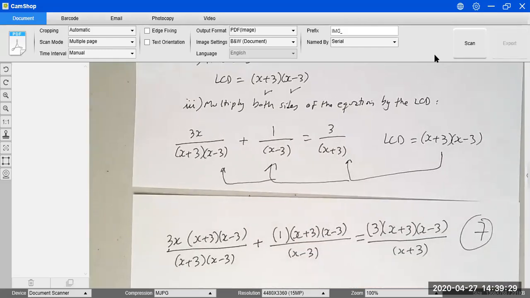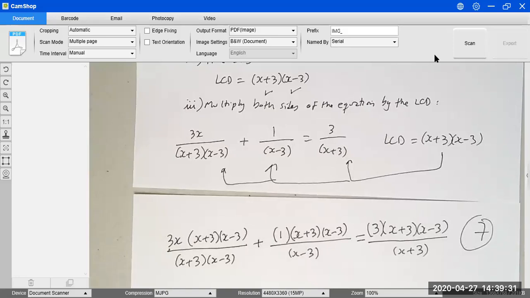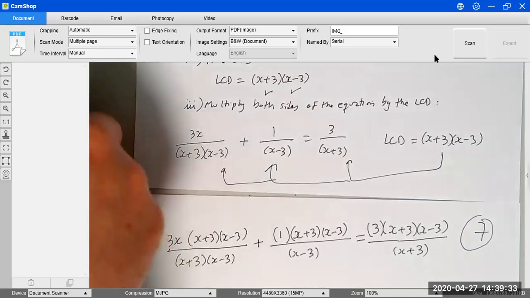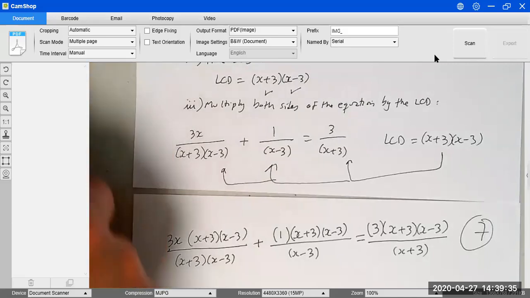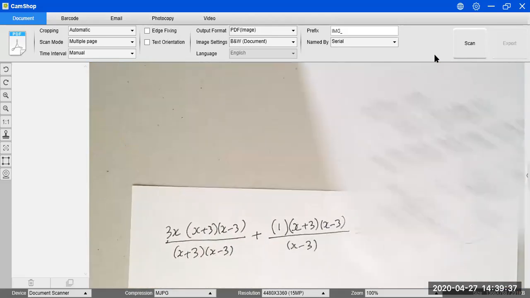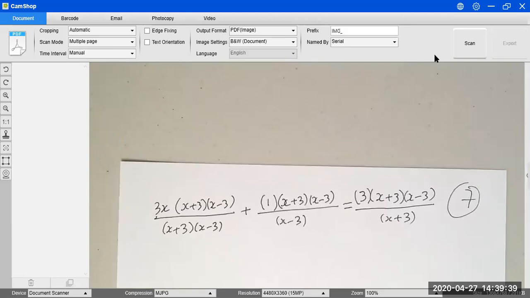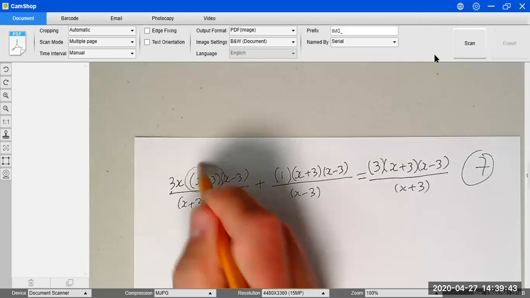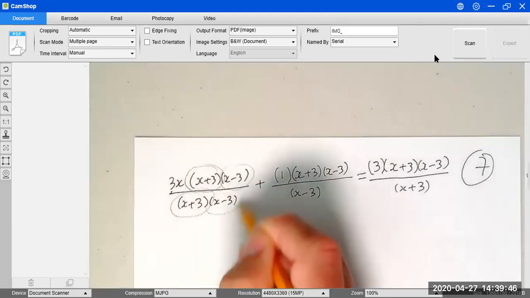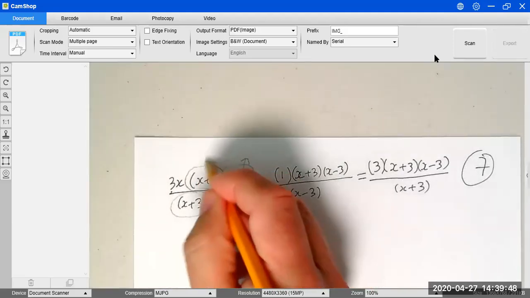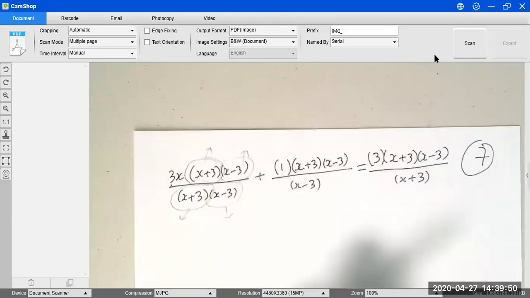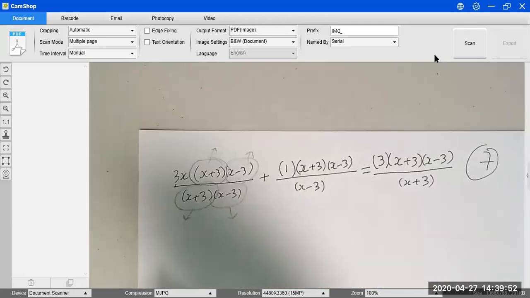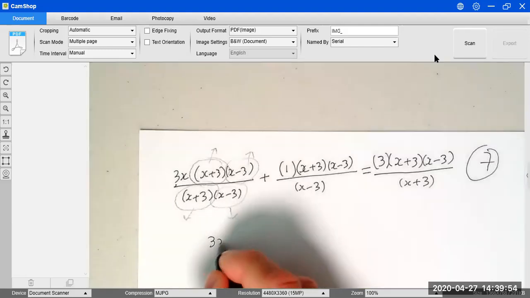Now we're going to simplify things. So you're going to see that you're going to be able to cancel common factors. So here is very easy. This one and this one and this one and this one, they cancel to each other. So we'll remove that. So from this first step, you just get 3x.